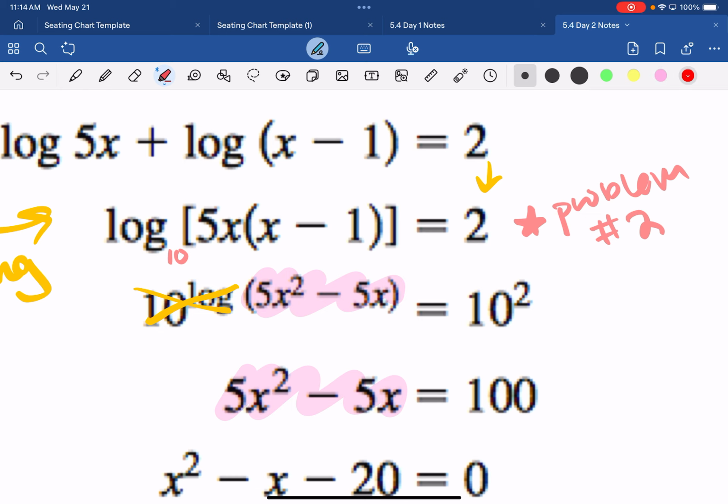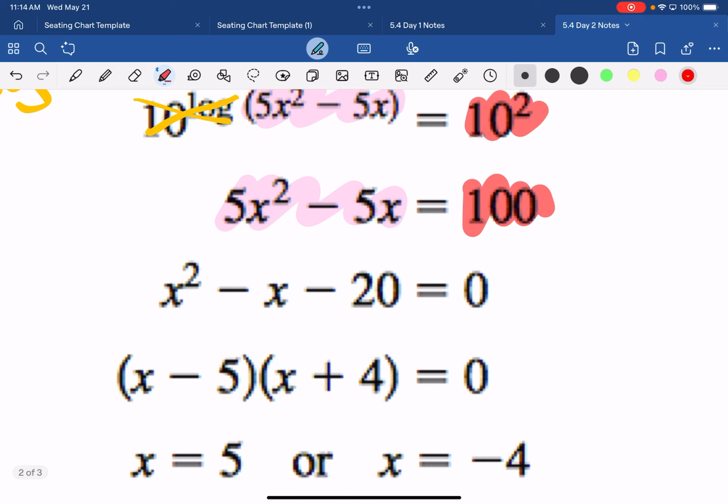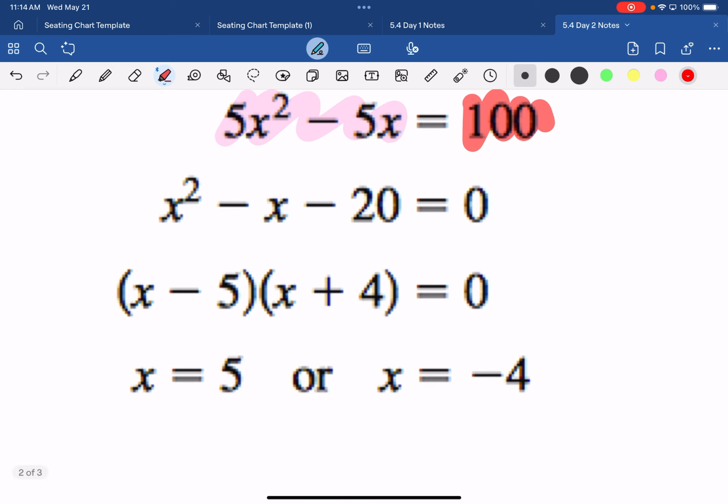And then I simplify. 10 to the 2 becomes 100. Oh, here's an example of what I just brought up, right? So now this time we have to factor. And you would simplify all the way down until you have an x equals 5 or an x equals negative 4. Now, this is the one I want to point out for checking our solution.